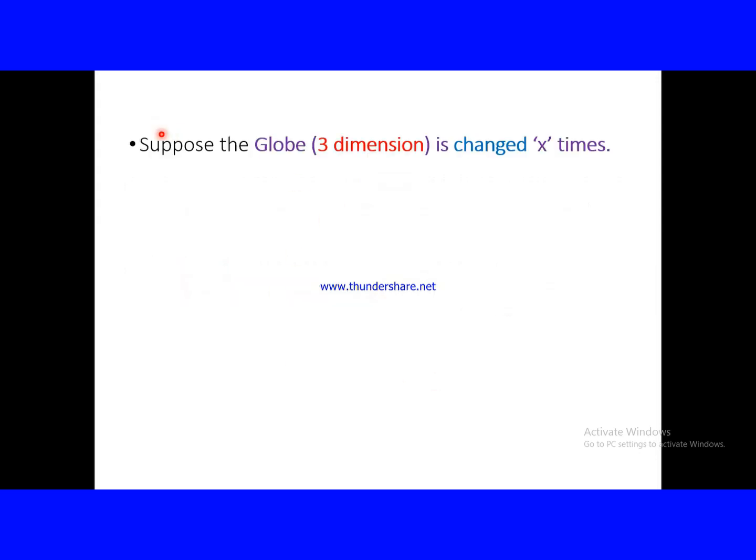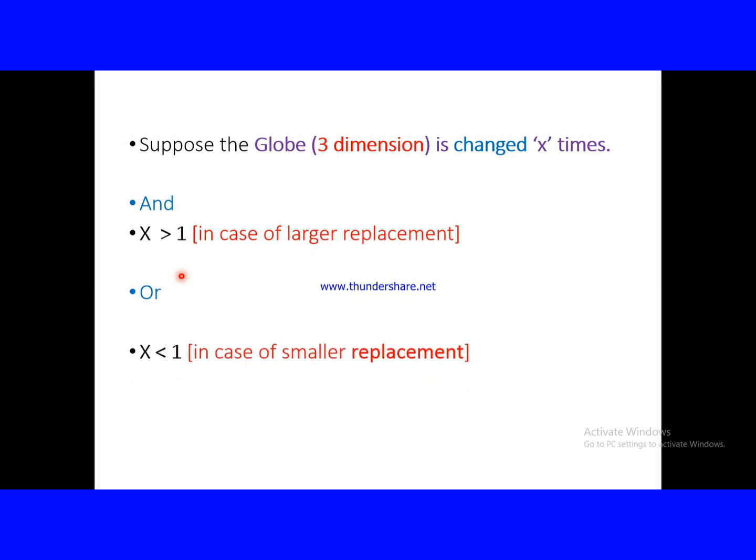Suppose the globe, a three-dimensional object, is changed x times. If the globe is replaced by a larger one, in that case x is greater than 1, and if the globe is replaced by a smaller one, then the change is less than 1.